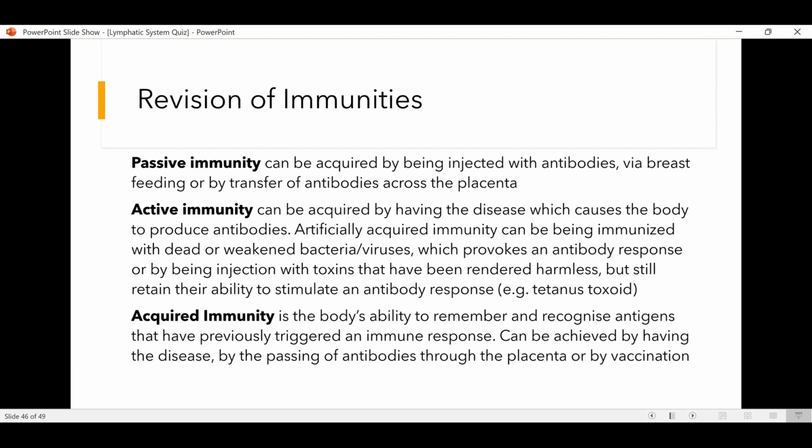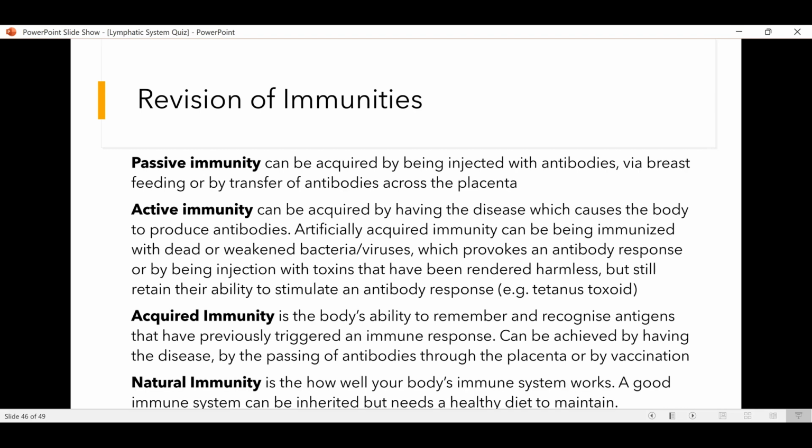It's almost like the body's got a little storage area where it's got a template. So if it gets a virus, it goes and has a look and says, have I got anything close? Because the quicker the body can start producing antibodies, the less likely you are to actually get sick. And natural immunity is just how well your body's immune system works. It can be inherited, but also you need to look after it. So you have to have a good diet and do exercise and not put toxins in your body.